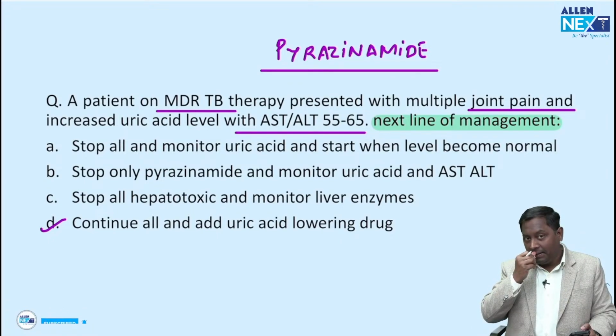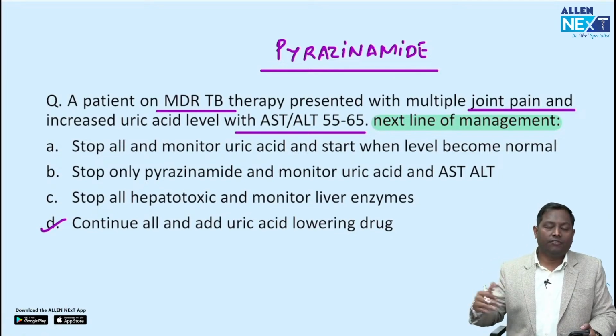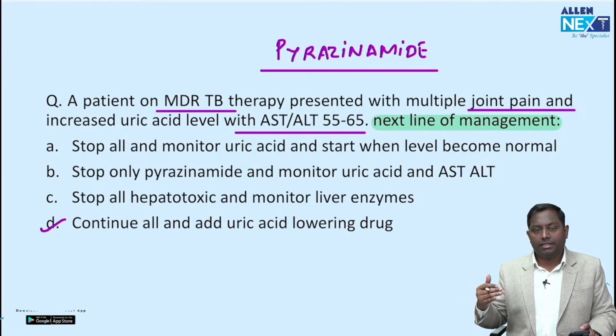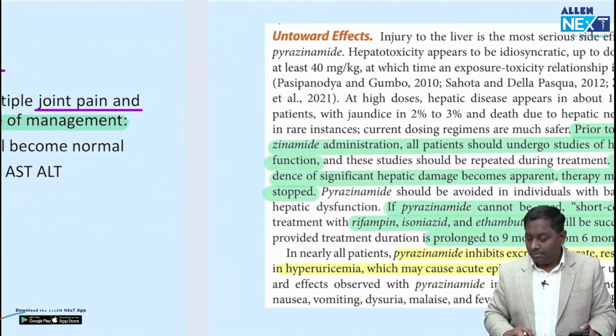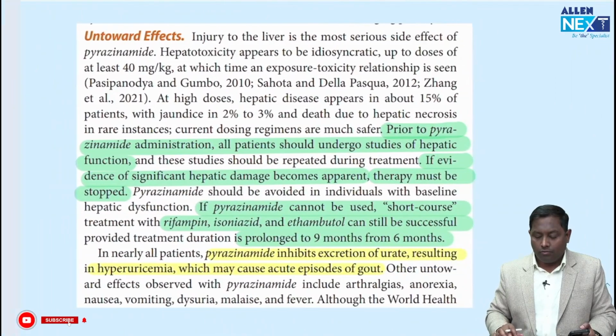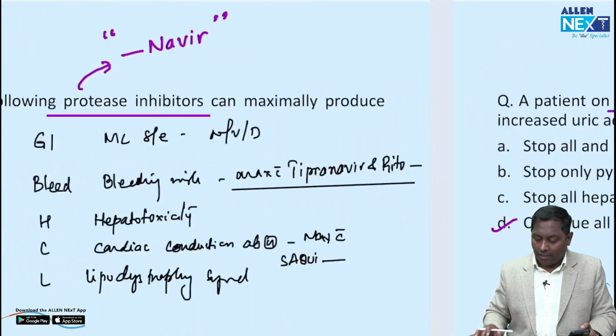So we are going to continue the anti-tubercular therapy and add uric acid. However, if the hepatic enzyme is significantly very high, then in that scenario we would always recommend to stop pyrazinamide and continue the therapy of isoniazid, rifampicin for 9 months. Isoniazid, rifampicin, ethambutol for 9 months. The screenshot of Goodman and Gilman I have given here already. You can check it out. If there is a slight change in the language, you can correct according to the language of the question.